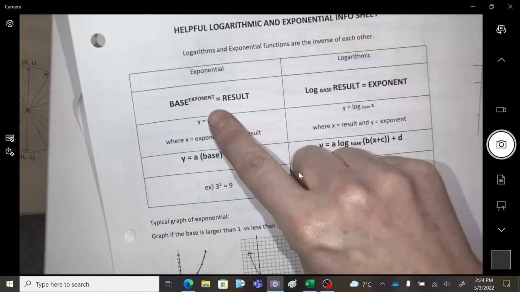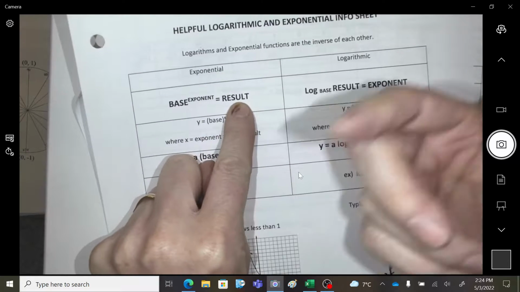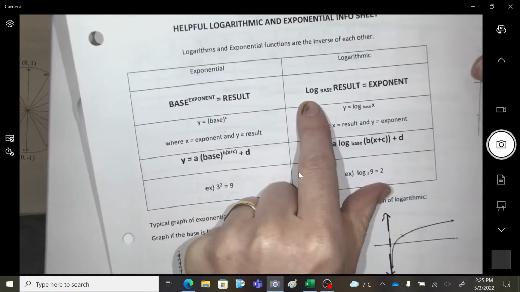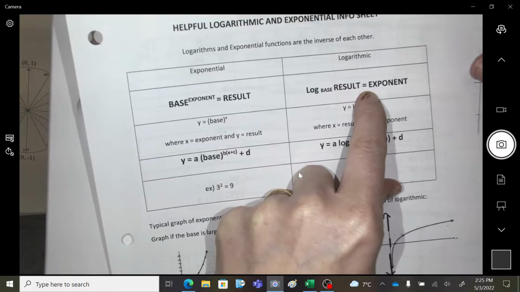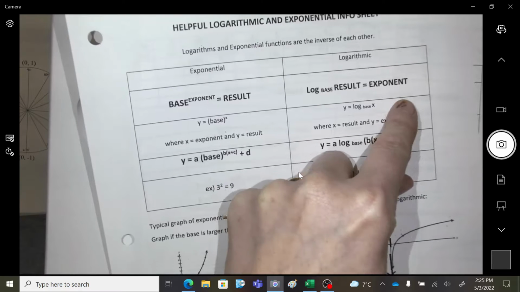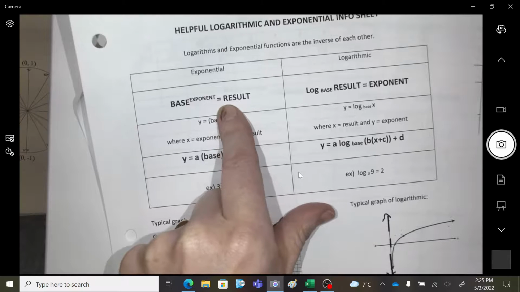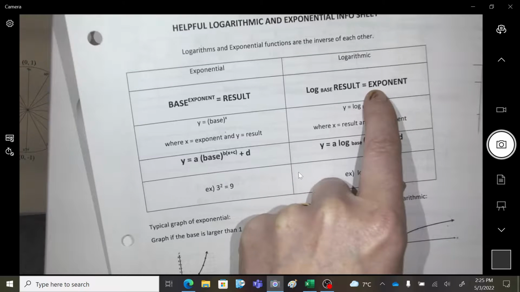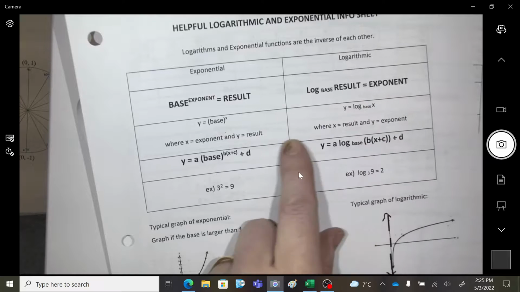Okay, so exponential we know looks like this: some base to an exponent equals a result, like 3 squared equals 9. Turning that into a log, base result equals the exponent. In math we talk about input and output. Here the output is the result, like we're normally used to, and logs make you think backwards because the output is the exponent. Does that make sense to you? The output is the exponent.